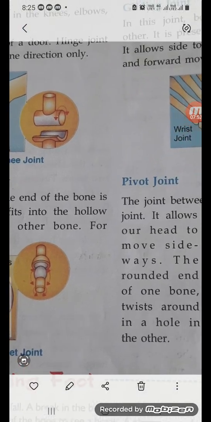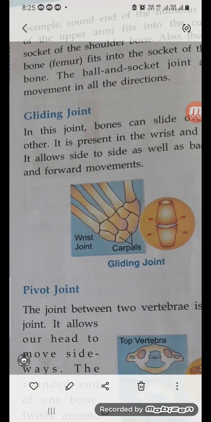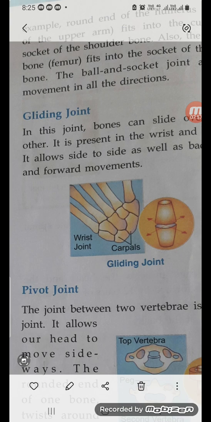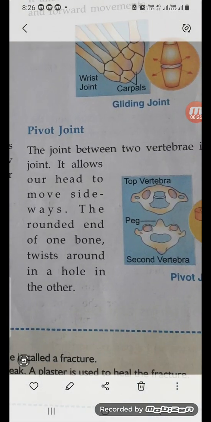The ball and socket joint allows the movement in all directions. Ball and socket joint जो है movement को हर direction में रखता है. फिर आता है gliding joint. In this joint, bones can slide over. It is present in the ankles. It allows side to side motion as well as front back. Ankle को आप हिला के देखो, side भी करके देखो, ऊपर नीचे करके देखो. It moves sideways as well as backward and forward. और ऊपर नीचे भी करके देखो, आपका wrist move हो जाता है हर जगह.